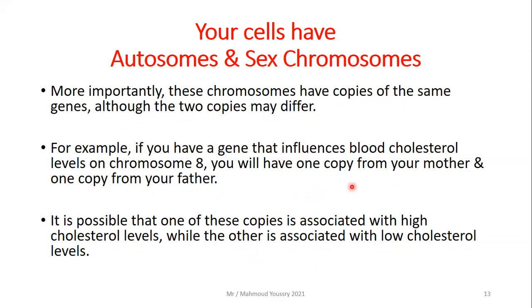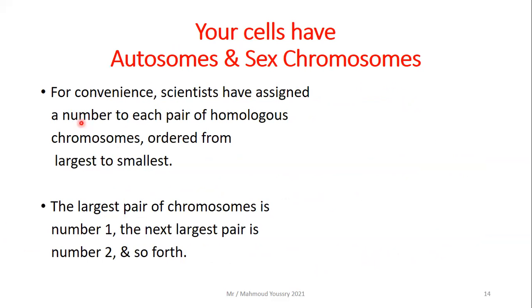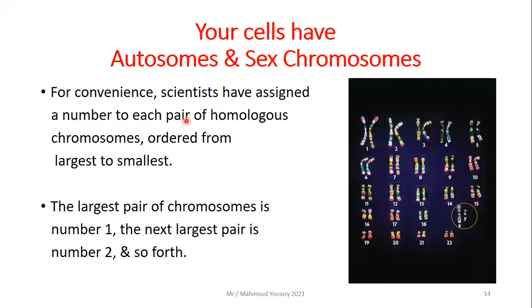So they control the same trait, for example, but one of them has a higher level of control, while the other has a lower level of control over this trait. For convenience, scientists have assigned a number to each pair of homologous chromosomes, ordered from largest to smallest, as you can see in this picture.